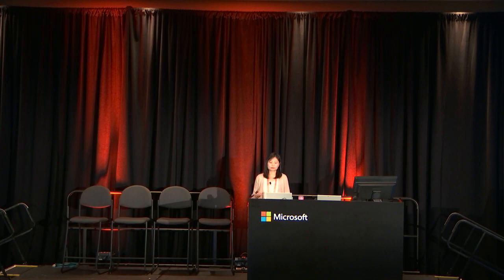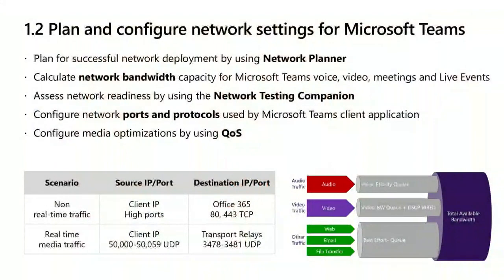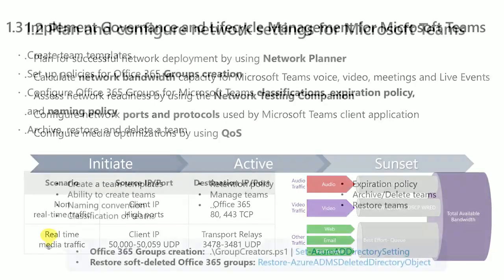Once you configure the port and protocol to connect to Office 365 services, which tool can you use to validate the network? How to read the return from the network testing companion. To optimize the network, you need to know where to enable QoS. What are the different methods to implement QoS based on different devices? Okay, so a lot of questions.